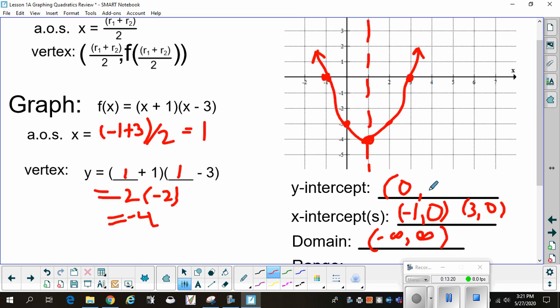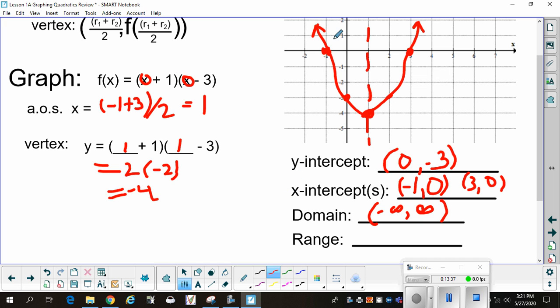0, negative 3. Now, if I wanted to do this algebraically, I would plug a 0 in here and a 0 in here, and that's 1 times negative 3 is negative 3. So either way, I get the y-intercept. The range, looking at my graph, the bottom is at negative 4. So I'm here at negative 4, and I keep going up to positive infinity.